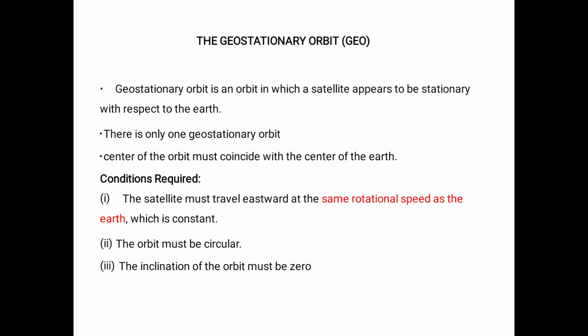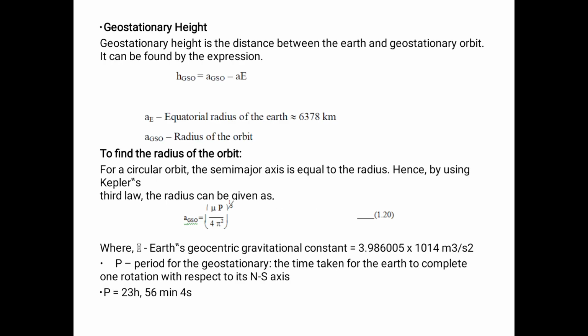Geostationary orbit. A geostationary orbit is an orbit in which the satellite appears to be stationary with respect to the Earth. There is only one geostationary orbit. The center of the orbit must coincide with the center of the Earth. Conditions required: the satellite must travel eastwards at the same rotational speed as the Earth, which is constant. The orbit must be circular. The inclination of the orbit must be 0.